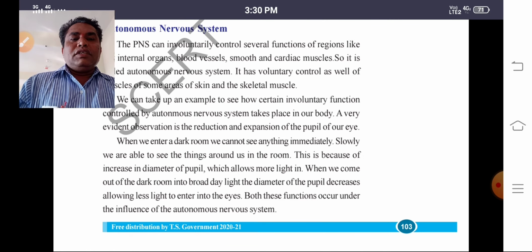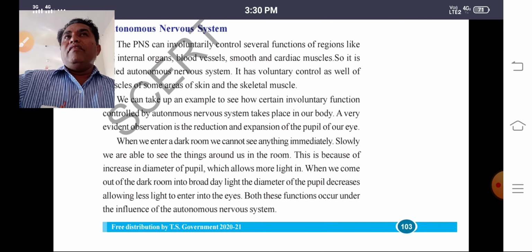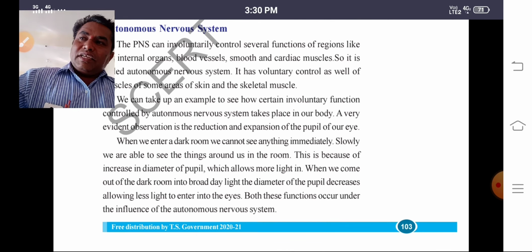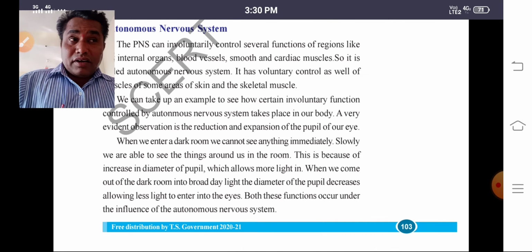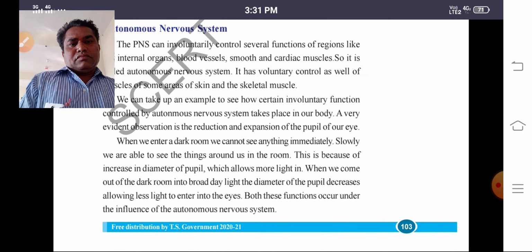సో ఇక్కడ ఏమవుతుంది అని చెప్పినాము, మనం వెలుతురులో ఉన్నప్పుడు డయామీటర్ ఆఫ్ ది ప్యూపిల్ తక్కువగా ఉంటుంది, చీకట్లోకి వచ్చేవరకు డయామీటర్ ఆఫ్ ది ప్యూపిల్ ఏమవుతుంది, ఎక్కువ అవుతుంది. అంటే ప్యూపిల్ డయామీటర్ తక్కువ ఎక్కువ అనేది లైట్ని బట్టి ఇన్వాల్వెంటరీ, మనం ఇన్వాల్వ్ కాకుండానే అది జరిగిపోతుంది అనమాట. కాబట్టి రిడక్షన్ అండ్ ఎక్స్పెన్షన్ ఆఫ్ ది ప్యూపిల్ ఈజ్ ద బెస్ట్ ఎగ్జాంపుల్ ఫర్ ఇన్వాల్వెంటరీ యాక్షన్స్.